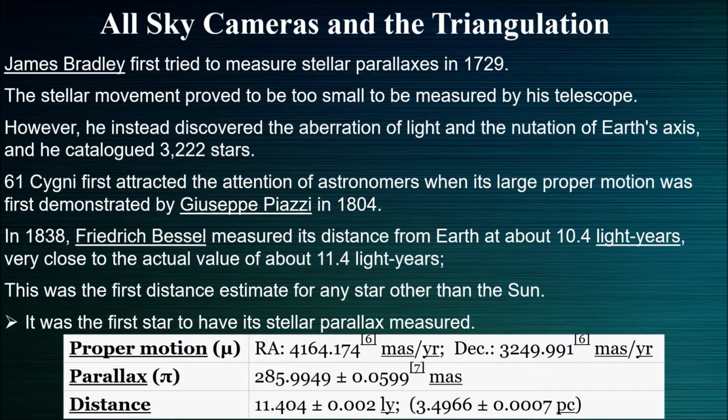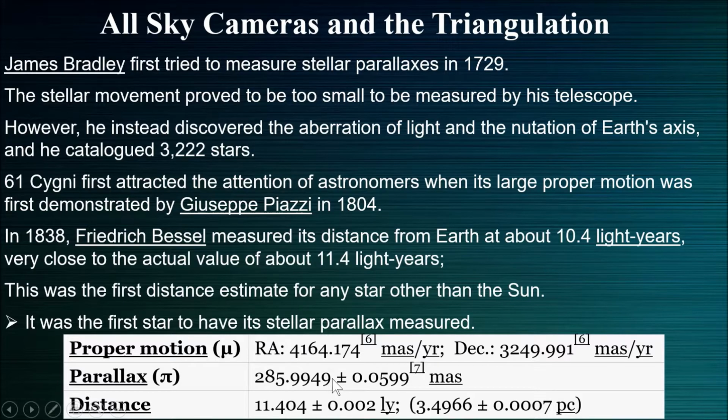Anyhow, it turned out that 61 Cygni wasn't the closest star, even though it was one of the fastest moving stars. It's not the fastest moving star. There are some fainter stars which actually move more rapidly. Nonetheless, it is moving, well, if you look at the numbers here, 4 arc seconds in right ascension, 3 arc seconds in declination per annum. The parallax, when it was measured, is 285 milliarc seconds.